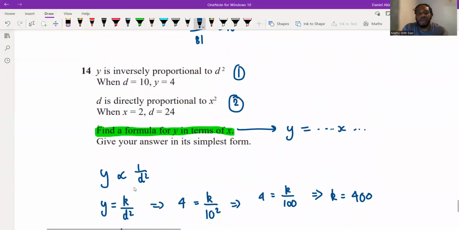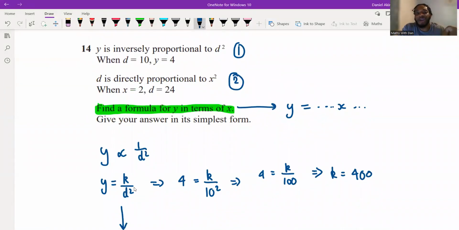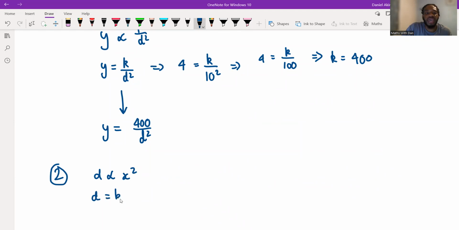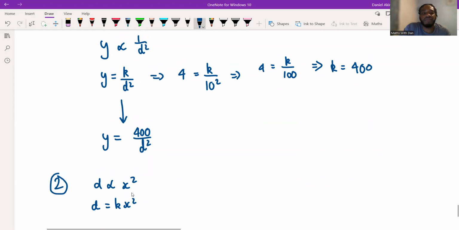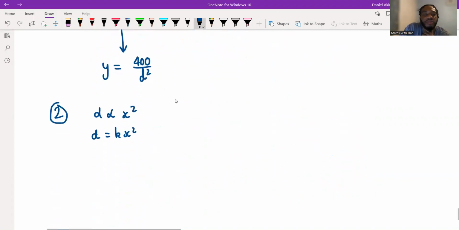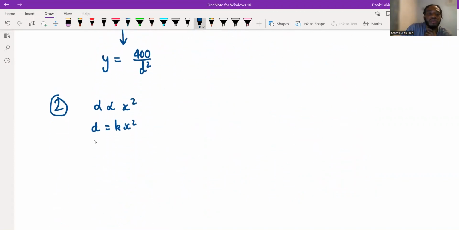Now, information two, it's telling us that d is directly proportional to x squared. So let me write information two here. They said that d is directly proportional to x squared, meaning that we have d is equal to kx squared. And then what does it tell us for the values of d and x? It says when x equals 2, d is equal to 24. So therefore, I can plug this in. So d is equal to 24. 24 is equal to k and then x squared, so 2 squared like that.